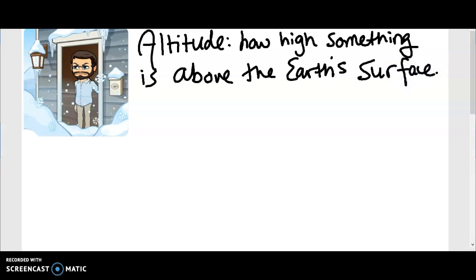Now, altitude is very important. We will often describe clouds by where they form in altitude. We will describe different things that happen in weather, like the northern lights, where planes fly, where meteors burn up, in altitude as well, or what layer of the atmosphere they happen to fall in. But altitude is how high something is above the Earth.